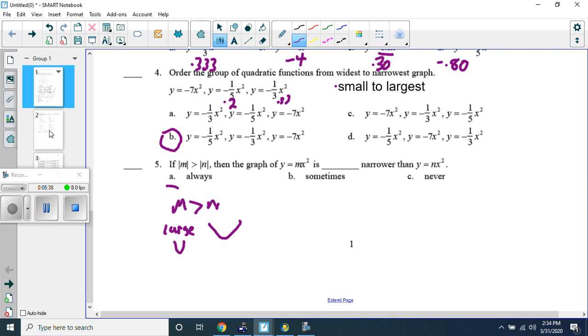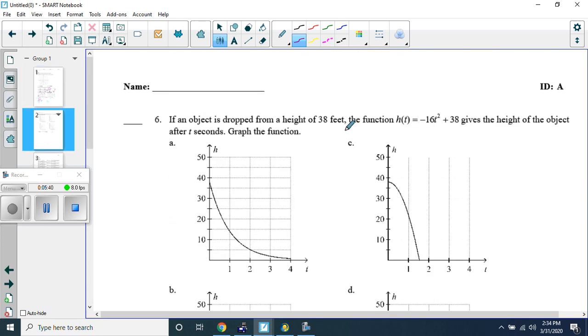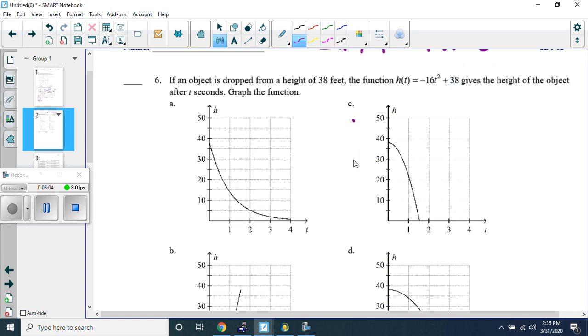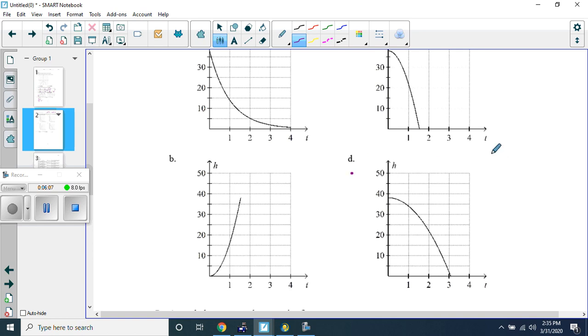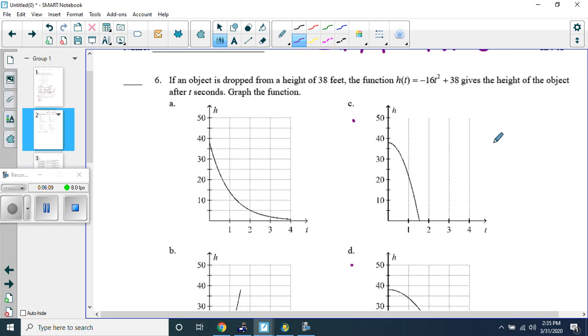Okay, looking at the next question, question number 6. If an object is dropped from a height of 32 feet, and this is the function, so it's minus t squared plus 38. Hopefully you realize by now that minus the x squared, or the t squared in this case, is going to be a frown face, and plus x squared is going to be a happy face. So we're looking for something that's a frown face, so that would be like C or D. And now we've got to figure out which one of these is the right answer.